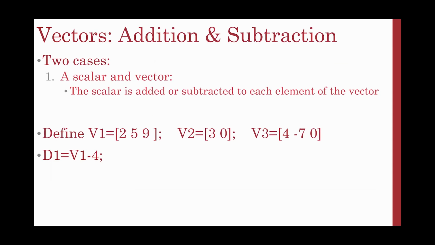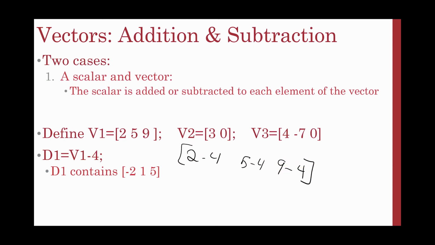So how does vector addition and subtraction work? There's two cases we're going to look at. We have the case of a scalar and a vector. A scalar is added or subtracted to each element of a vector. So if I was to define vectors v1, v2, and v3 as shown, and I wanted to define a variable d1 that I say is v1 minus 4, d1 is going to contain minus 2, 1, 5, which came from doing 2 minus 4, 5 minus 4, and 9 minus 4. All right.